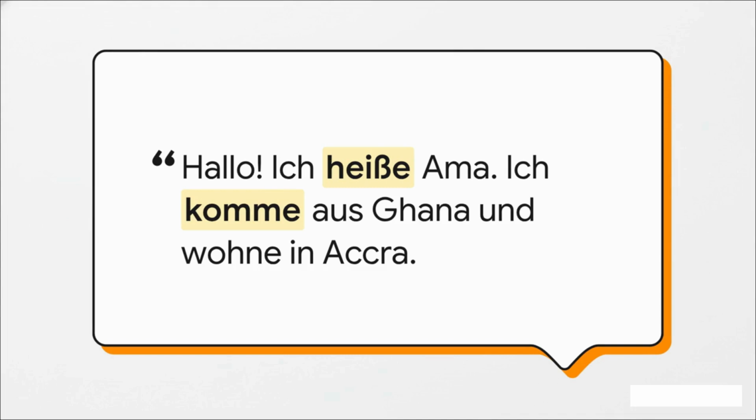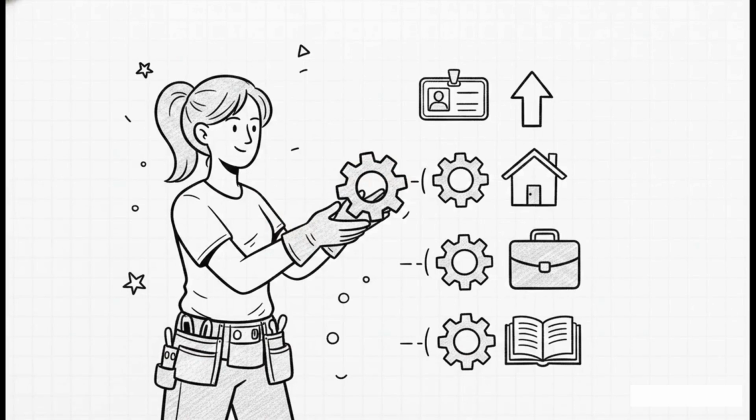This basically translates to, hello, I am called Amma. I come from Ghana and live in Accra. I work as a teacher and learn German. It sounds super fluid and authentic, right? This is a complete real-world application of everything we've just decoded. Let's see how this builds, because when we break down her masterpiece, it's not intimidating at all.